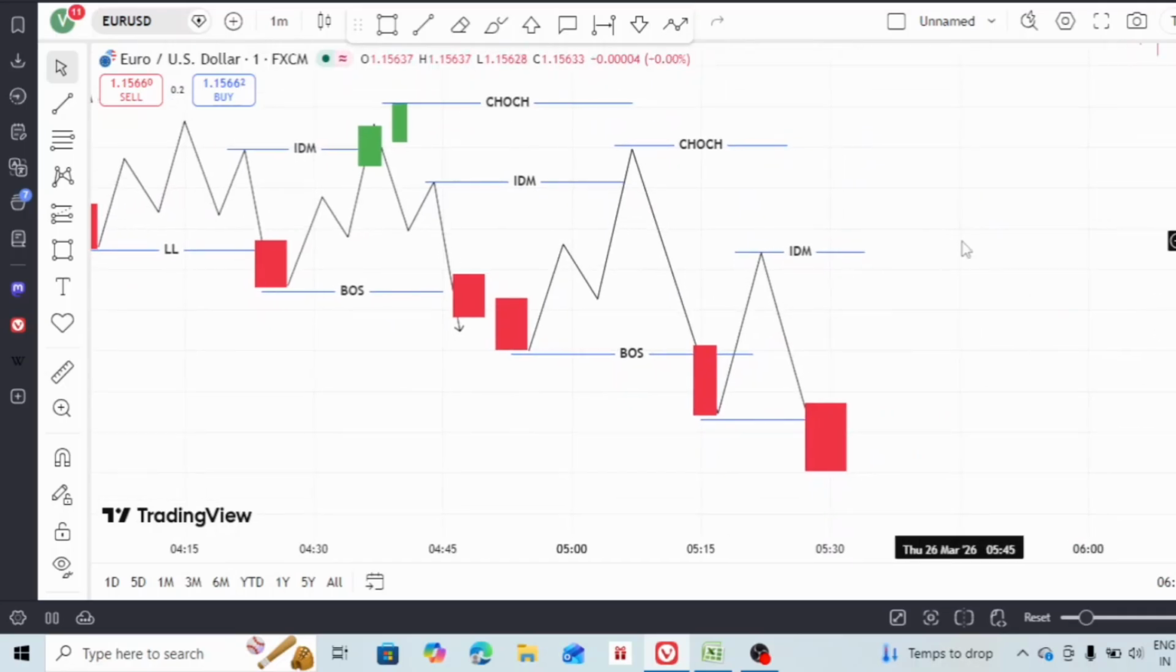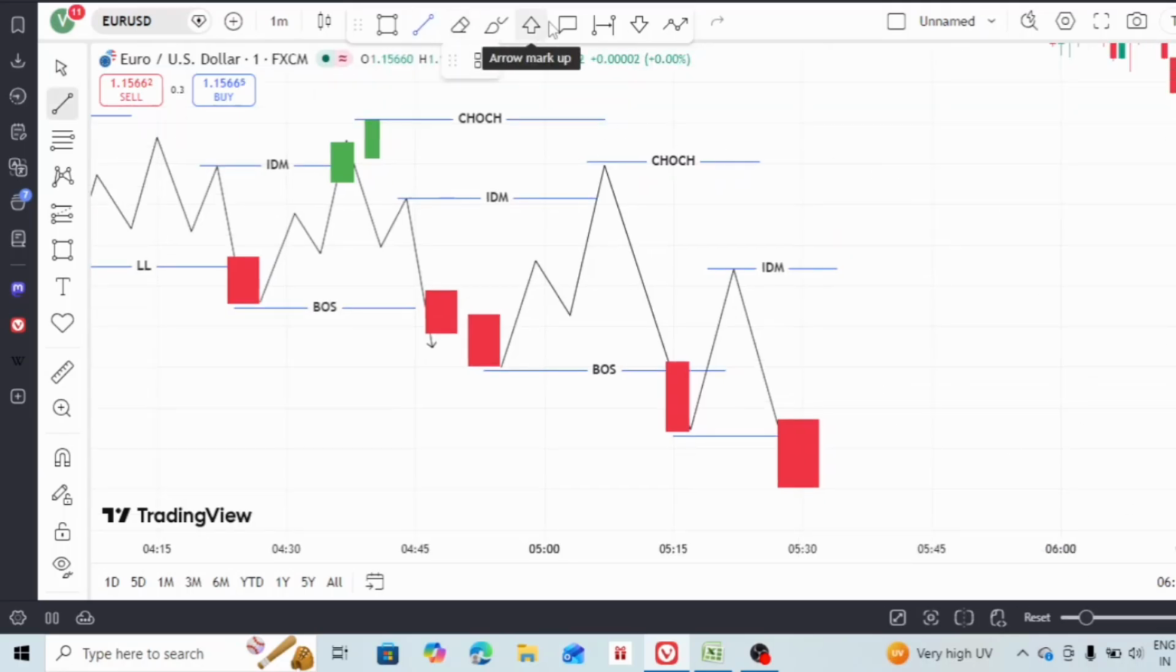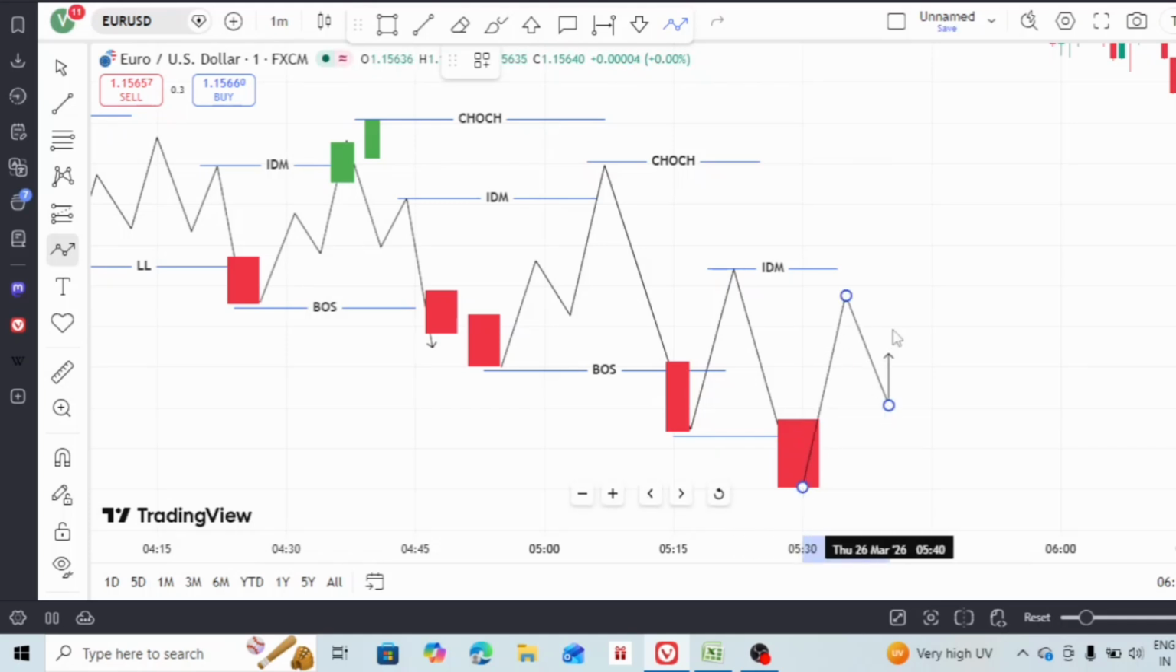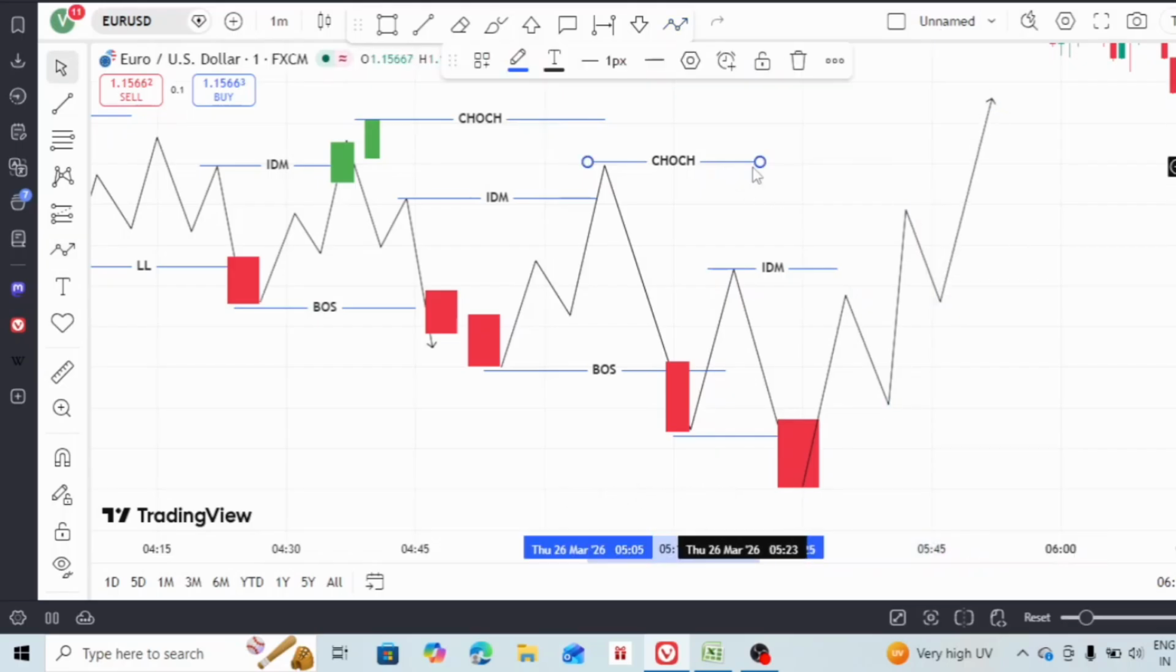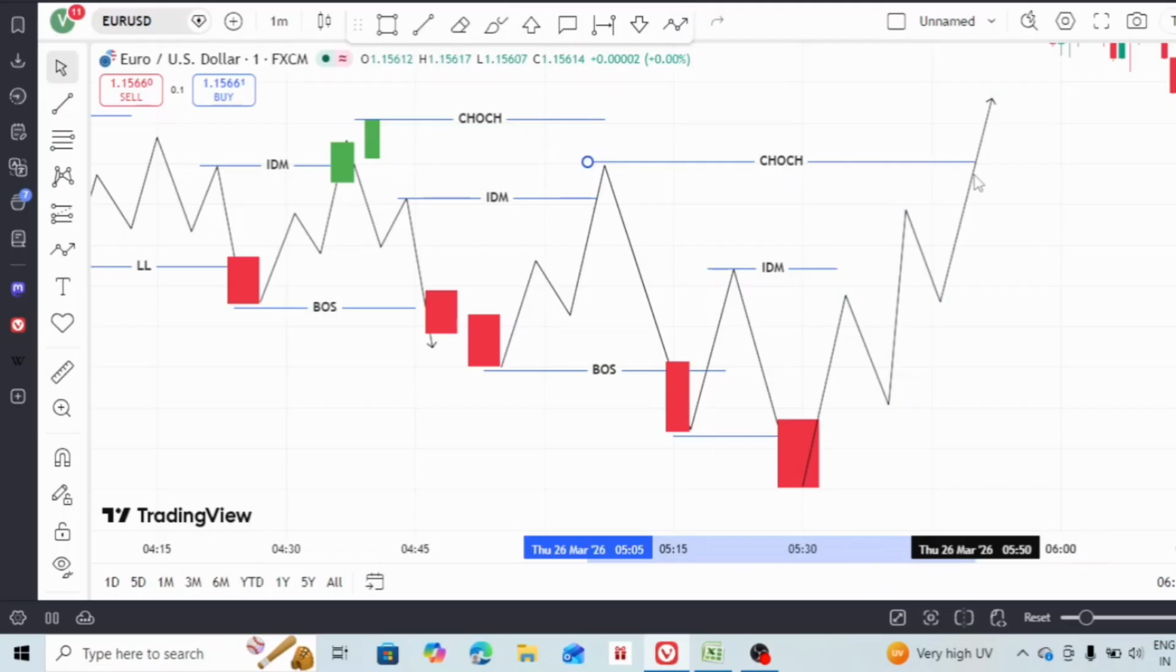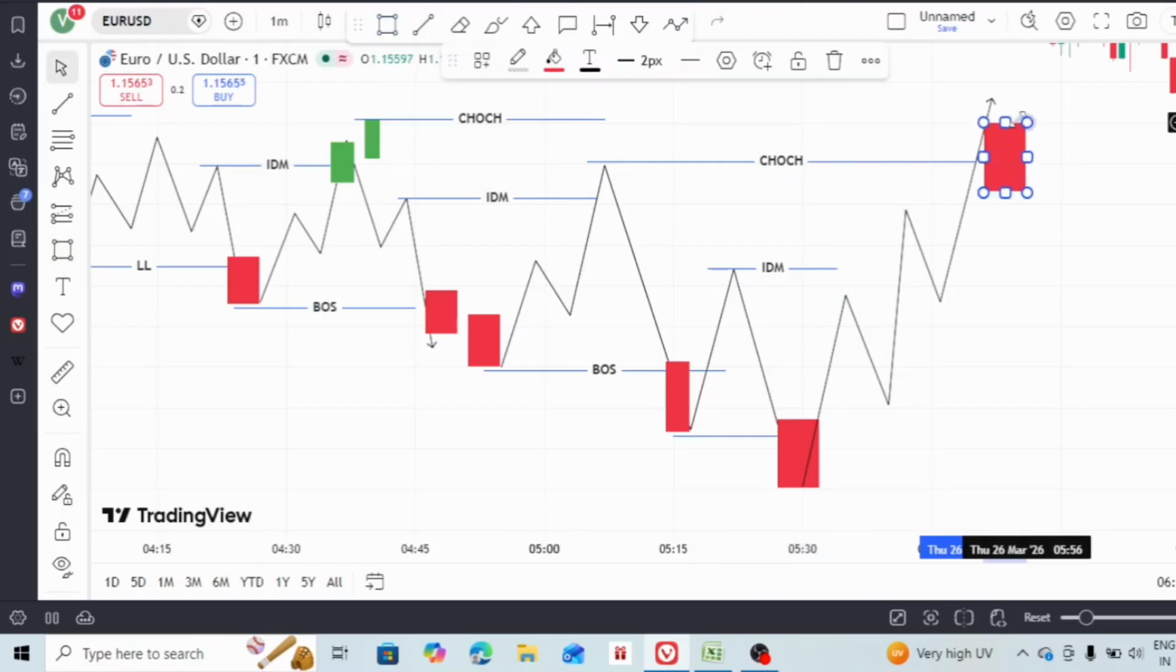So in order to confirm the change of character, it has to break with the body, like the uptrend. The market here went up, went up, went down, went up, okay? So it has broken this change of character with the body candle like this. So the change of character has been confirmed.